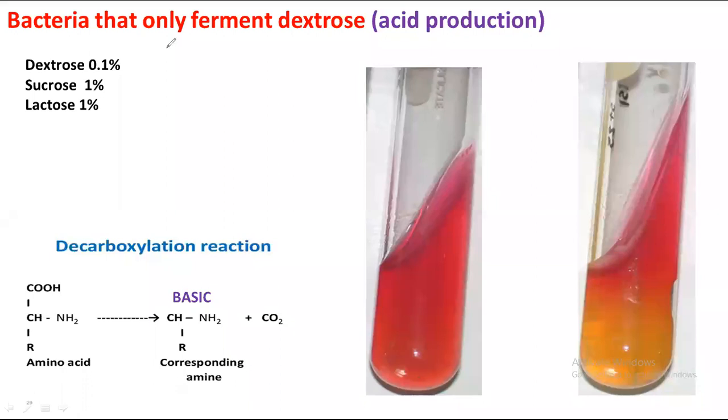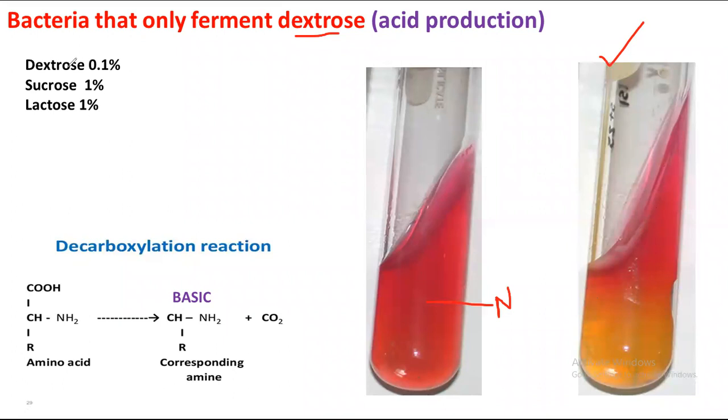If we have a bacteria that can only ferment dextrose, such a condition can occur. This is the normal case. Okay, this is the normal one. And if such a result comes, what does this mean? This means that the bacteria present in this test tube can only ferment dextrose. That's why such a result appears.